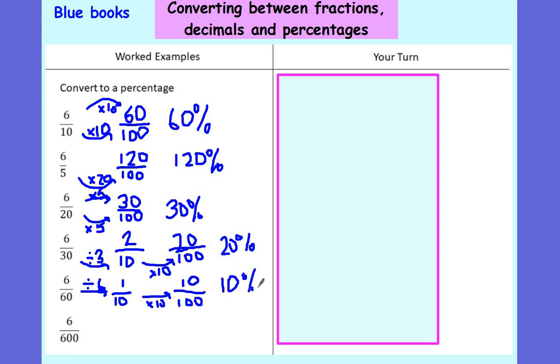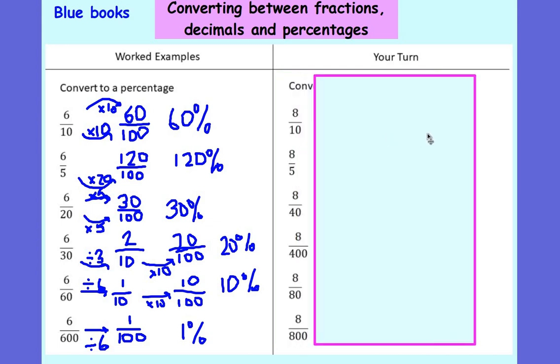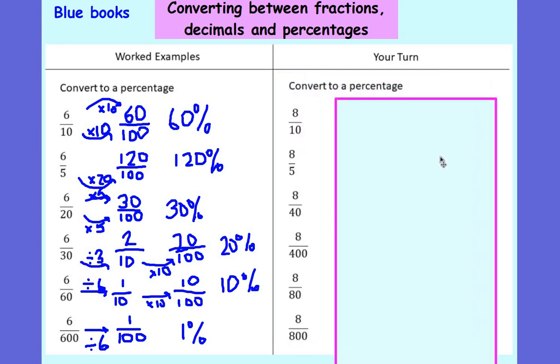For my last example, I've got 6 out of 600. What do I need to do to 600 to give me 100? Lily May, what do I need to do to 600 to give me 100? Divide by 6. Whatever I do to the bottom, I need to do on the top. 6 divided by 6 would give me 100th, so that one would be 1%.